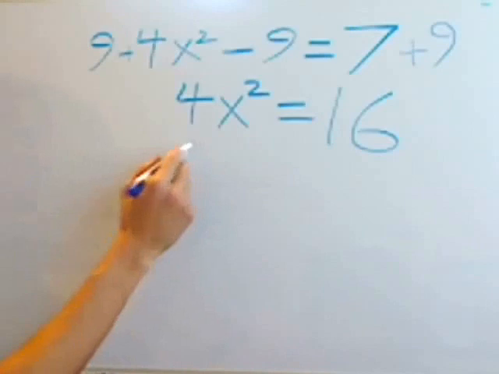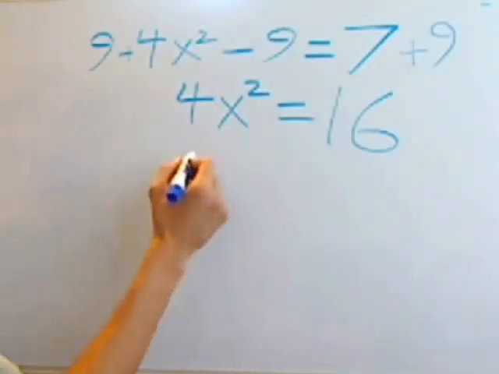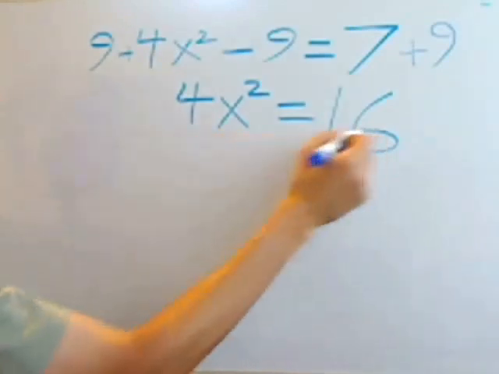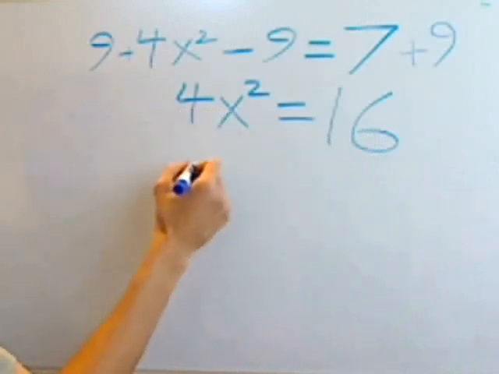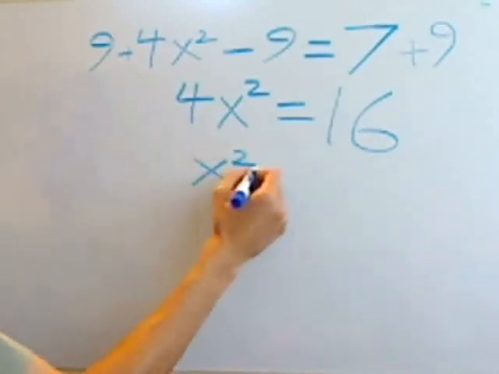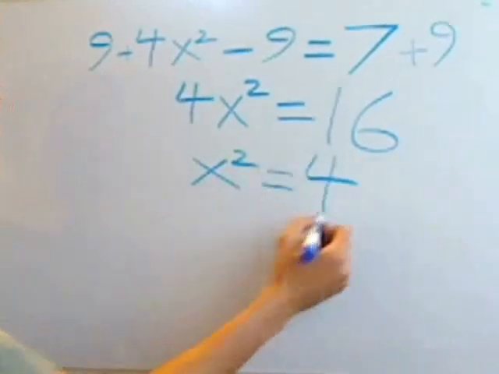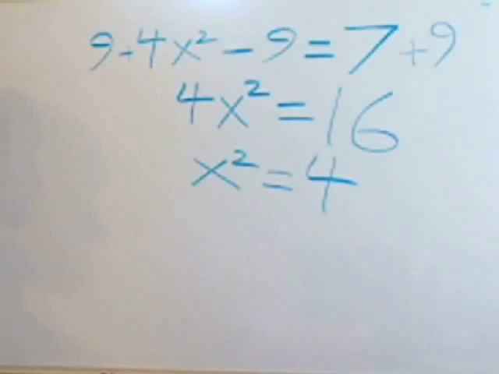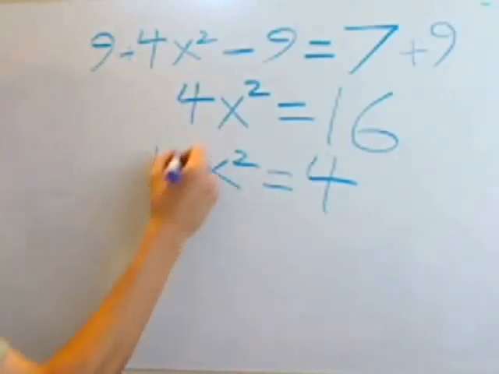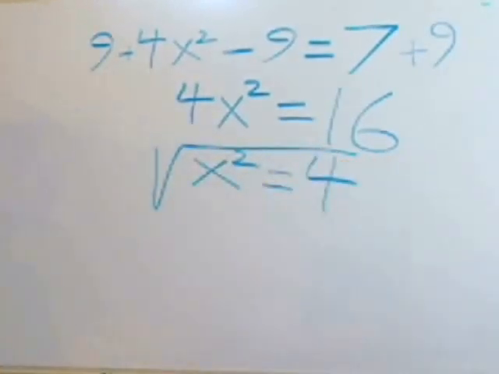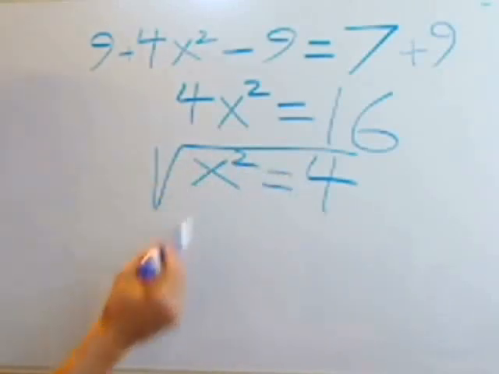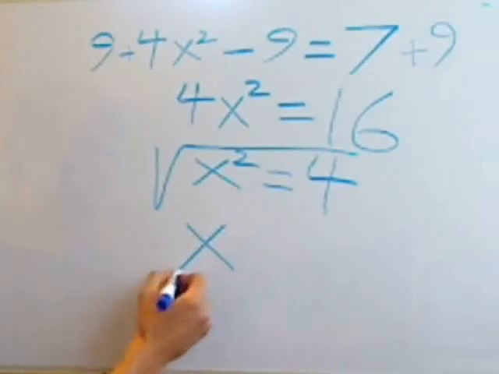Let's go ahead now and divide both sides by 4. So we're going to divide both sides of this equation by 4. 4x squared divided by 4 gives you x squared. 16 divided by 4 is 4. Okay, now we're left with x squared equals 4. Let's go ahead now and take the square root of the whole thing. We apply the square root to both sides of this equation. The square root of x squared is x.